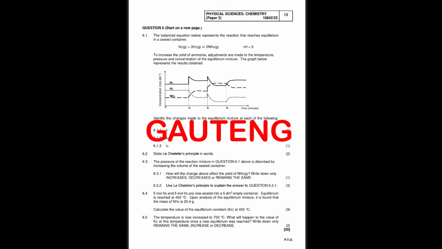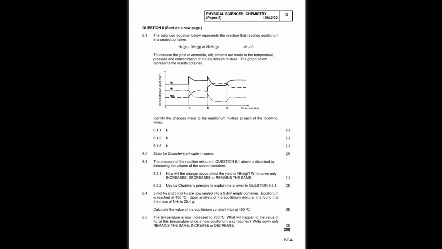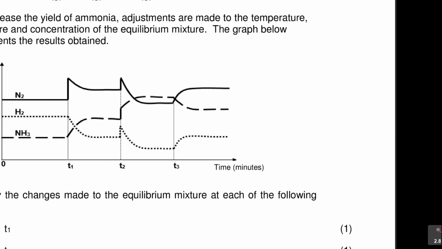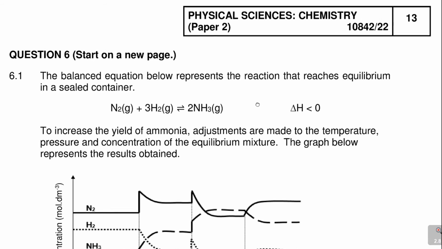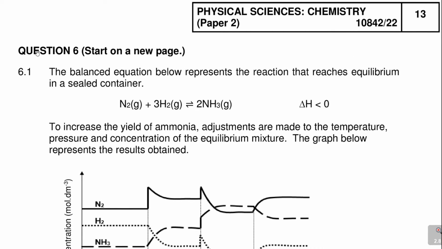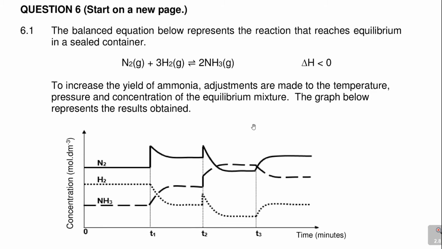Okay, let's get started with the first question from Gauteng. As I say, it's a question on KC. So let's start with the first question. It says here, the balanced equation below represents the reaction that reaches equilibrium in a sealed container. So they are showing the equation of the Haber process, nitrogen plus hydrogen to make ammonia. And remember, delta H is less than 0.